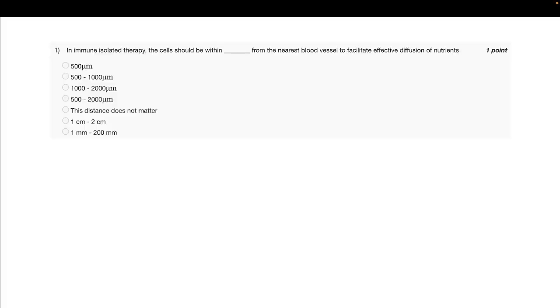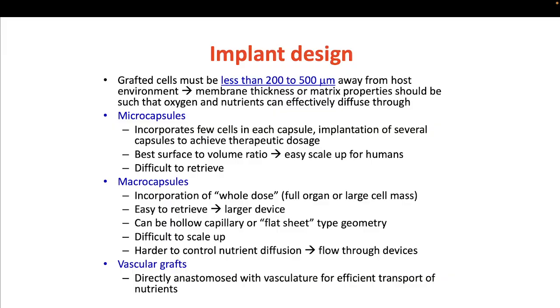So yeah, the first question is, in immune isolated therapy, the cells should be within what distance from the nearest blood vessel to facilitate effective diffusion of nutrients? The correct answer was the cells should be within 500 micron, because in immune isolated therapy we have this polymer membrane, we have our cells inside that, and this entire implant we are injecting into the patient's body. Now if it is very far from the blood vessels, there will be diffusion limitations, because these are living cells. They need oxygen and they need nutrients as well. So if they are very far from the blood vessel, we will actually cause diffusion problem. So they should be within 200 to 500 micron from the nearest blood vessel. So that's the design requirement for immunoisolated cell therapy.